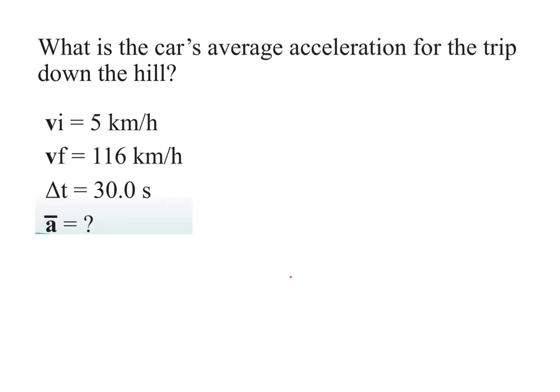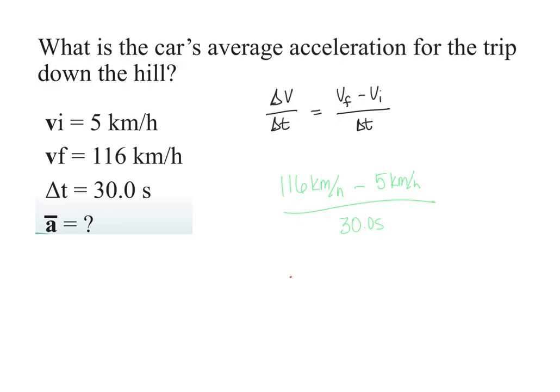So to calculate acceleration, you are going to do your change in velocity over your change in time. That is going to require your final velocity minus your initial velocity over that time. In this example, they said, what is the average acceleration for a trip downhill? Well, we are going to take our final velocity minus our initial velocity, and we are going to divide it by our time.